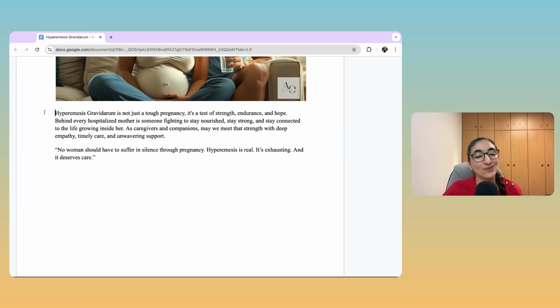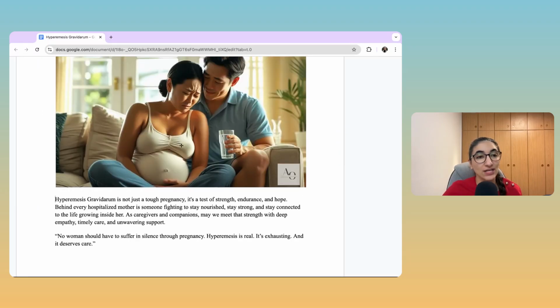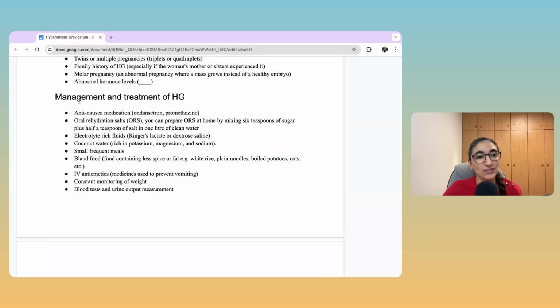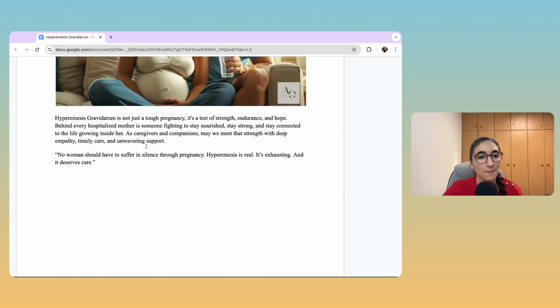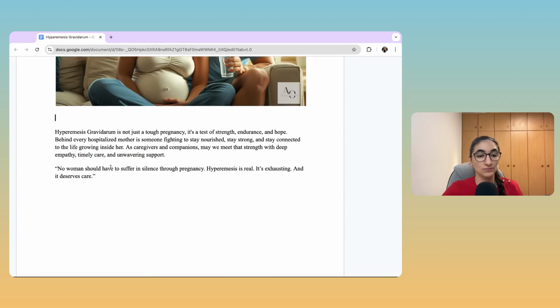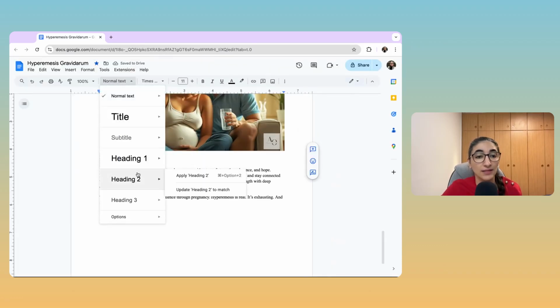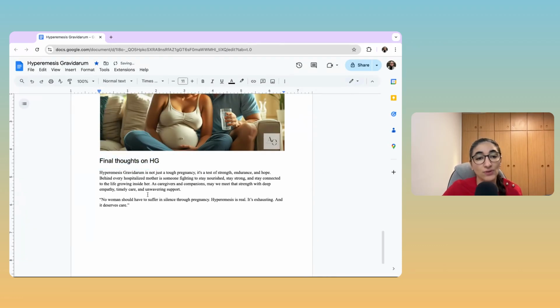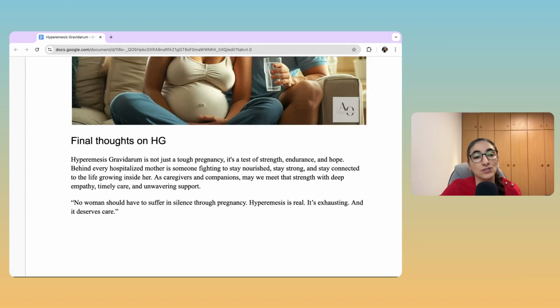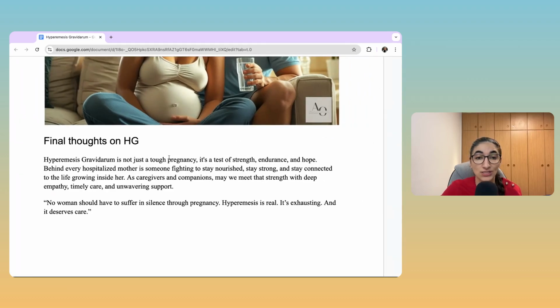So then we've got a little bit of a conclusion down here. So we're no longer under the management and treatment of HG. So let's just put final thoughts, maybe. And then make that heading. So now we know we're at the end. So HG is not just a tough pregnancy, it's a test of strength, endurance, and hope.